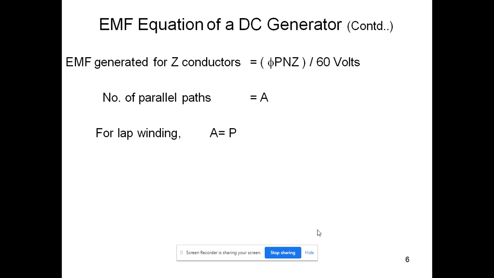There will be two types of windings. One will be lap winding and the other is wave winding. For lap winding, the number of parallel paths is equal to the number of poles. So, for wave winding, the number of parallel paths will be always equal to 2.